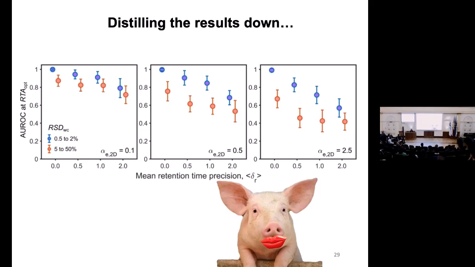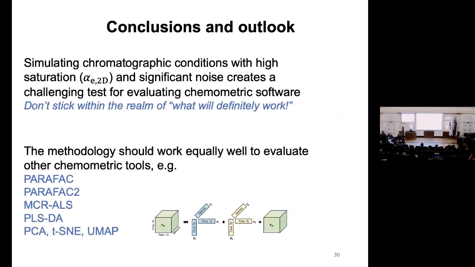So this is motivation for people to design studies as best we can. Of course, we're always trying to do that, but sometimes we make mistakes and don't get the best results. Today I talked about simulating chromatograms with a bunch of different parameters we thought would be interesting to study, like saturation and noise. We wanted to make it a challenging test for chemometric software. We didn't want to do something that we knew would work because we wouldn't learn anything.